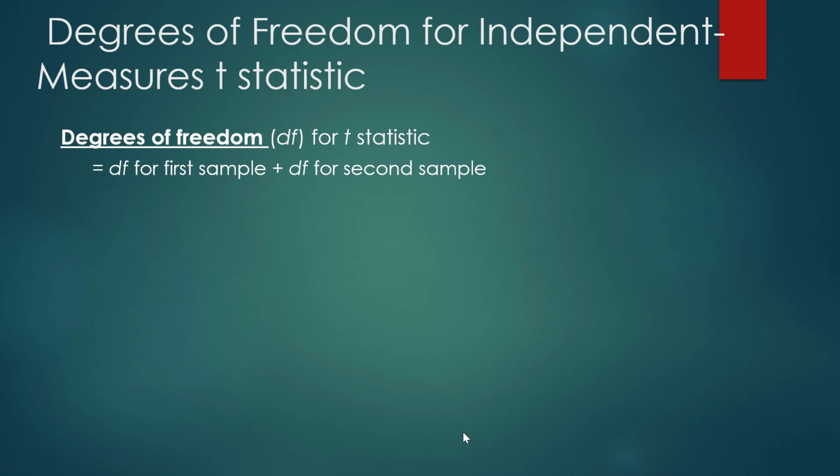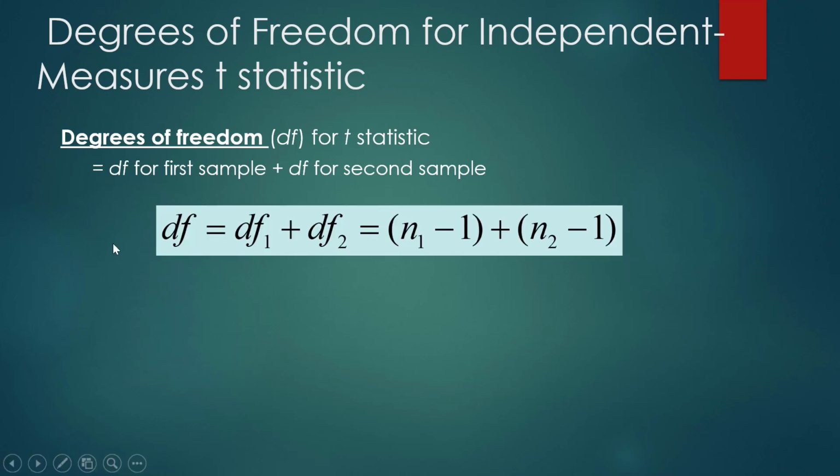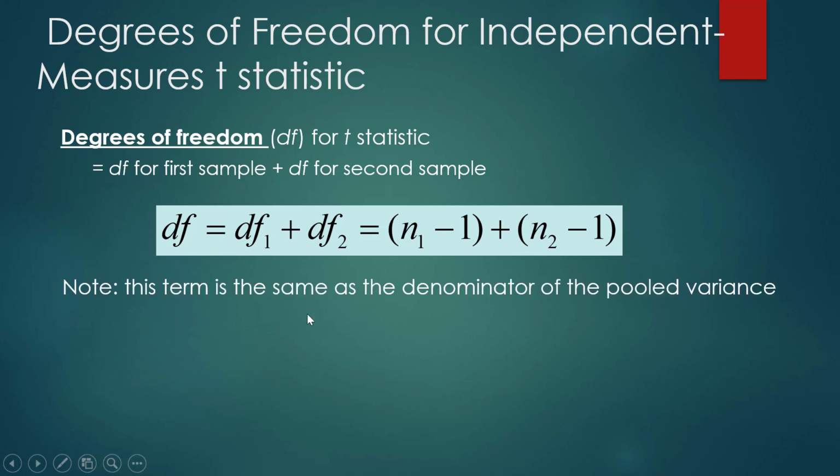We also have to take into account a little bit of difference for the degrees of freedom. So we have to take the degrees of freedom for the first sample plus the degrees of freedom for the second sample for this independent measures t-test. So our degrees of freedom is represented as degrees of freedom for sample 1 plus degrees of freedom for sample 2, or the sample size minus 1 for sample 1 and the sample size minus 1 for sample 2. And note, this is the same term as the denominator in the pooled variance. Okay, so for the pooled variance, this is the degrees of freedom that you use.